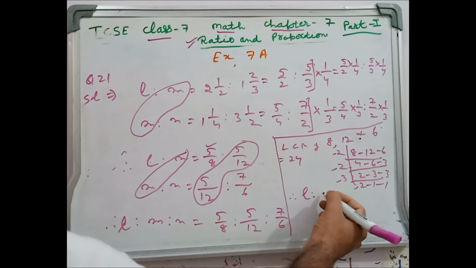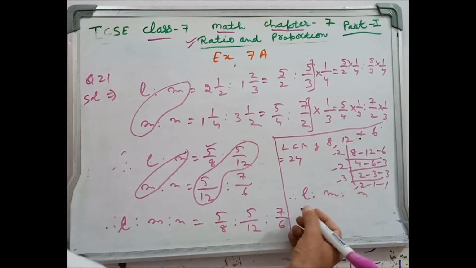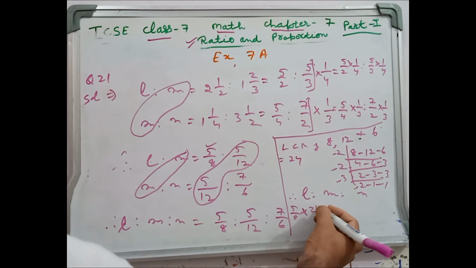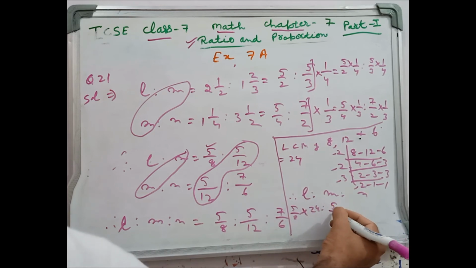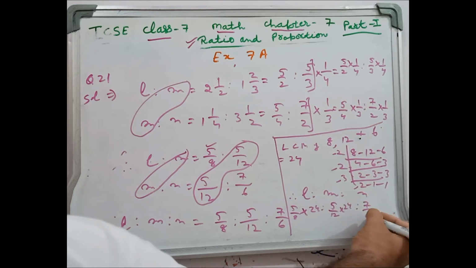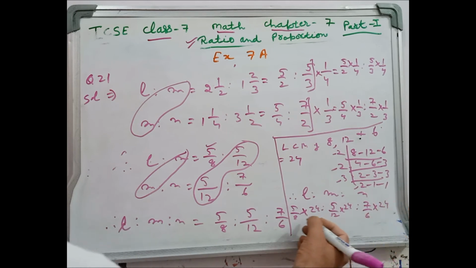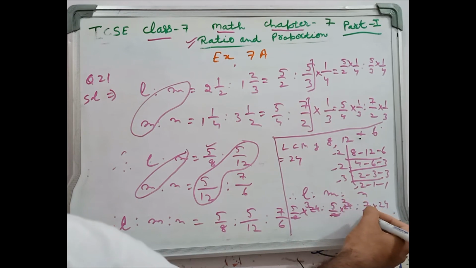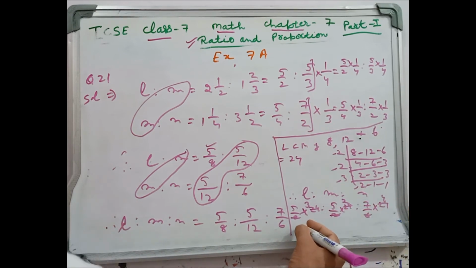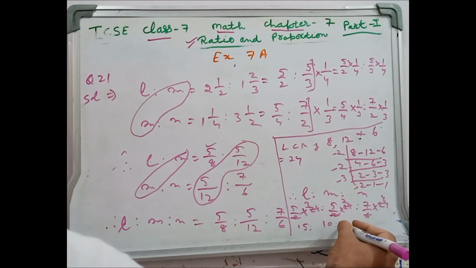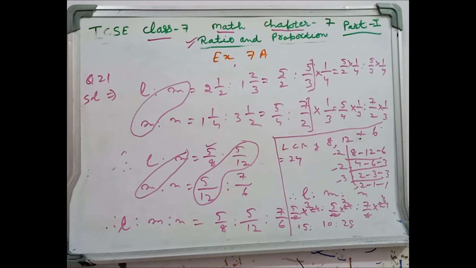Therefore L ratio M ratio N will become 5 upon 8 multiplied by 24, 5 upon 12 multiplied by 24, 7 upon 6 multiplied by 24. 8 3 ja 24, 12 2 ja 24, 6 4 ja 24. So 5 3 ja 15, 5 2 ja 10, 7 4 ja 28. So this is our final answer.